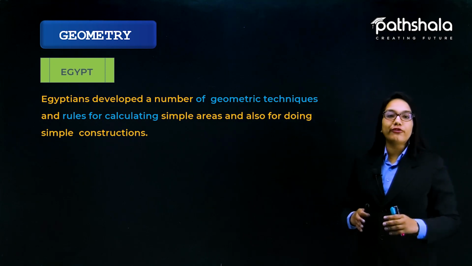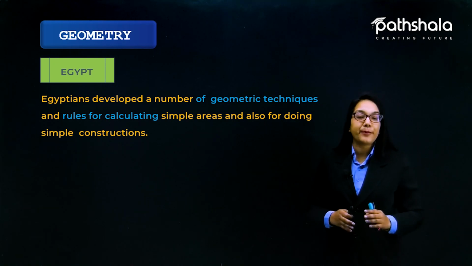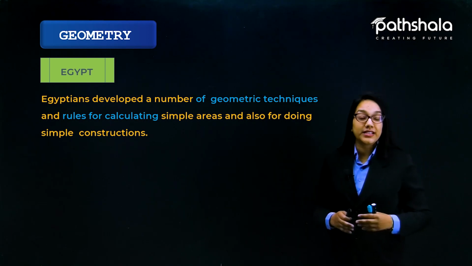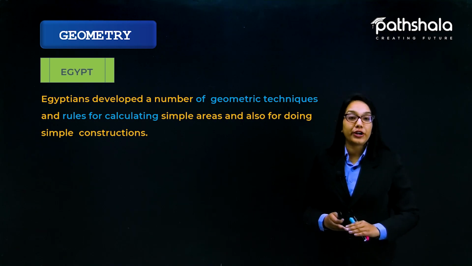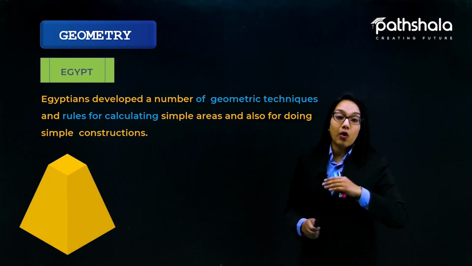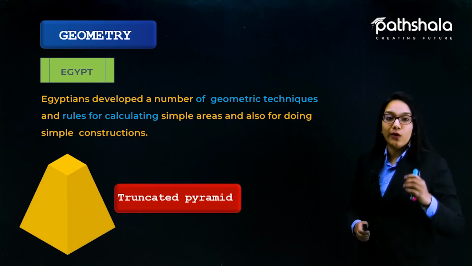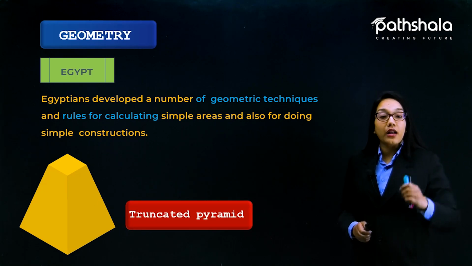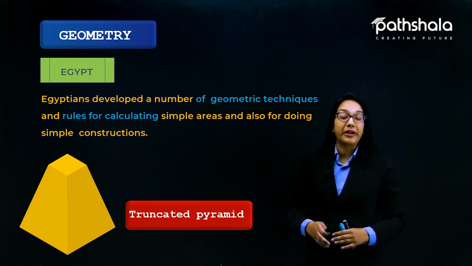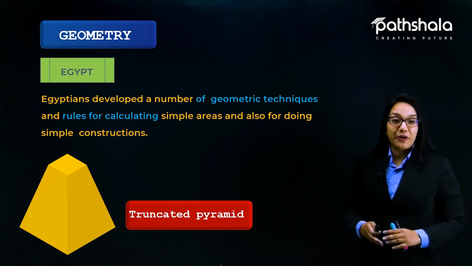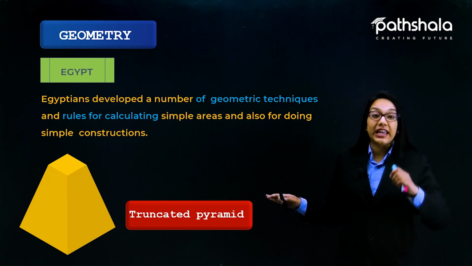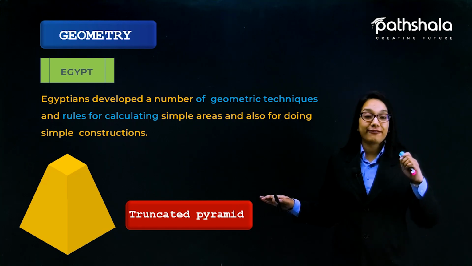They used the knowledge of geometry to find the volume of granaries, or the volume of a truncated pyramid. All of these formulas were already known to them. They were aware of how to find the volume of such a truncated pyramid.